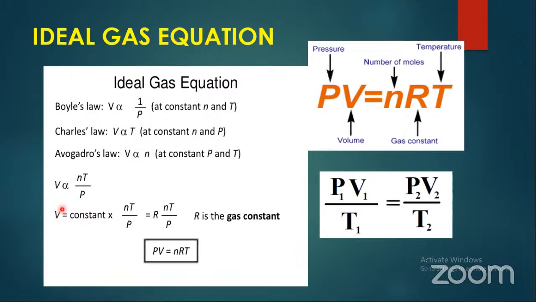Then if you remove the proportionality, we have to include a constant. V is equal to R N T by P. Then if you take P to the left side, PV is equal to nRT. See here, PV is equal to nRT. P is pressure, V is volume, n is number of moles, R is gas constant, and T is temperature. So from this, for 1 mole of gas, if n is equal to 1, you can write this relation as P1 V1 by T1 is equal to P2 V2 by T2.